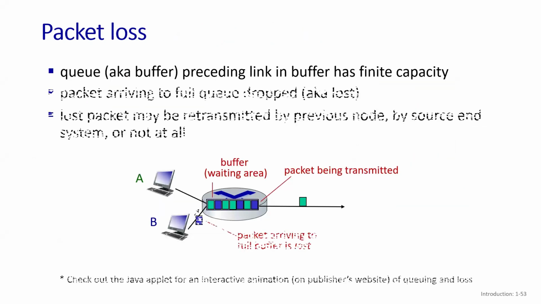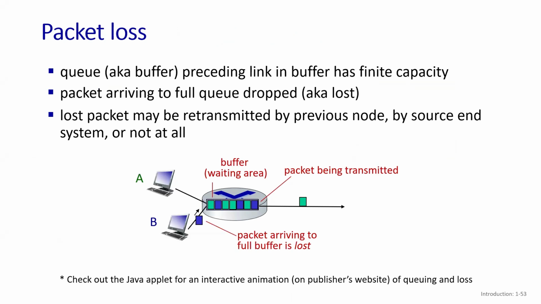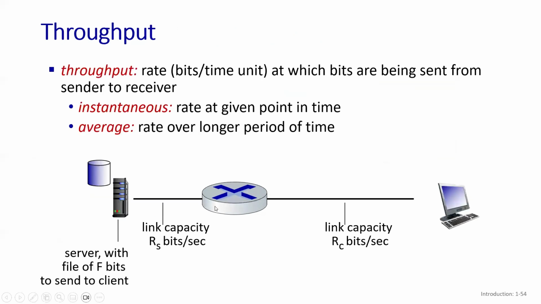So we talked about packet loss earlier: the queues basically get created in the routers' buffers, and because the router buffer has a finite capacity, if it gets full, then the router is going to drop the packet based on certain factors.